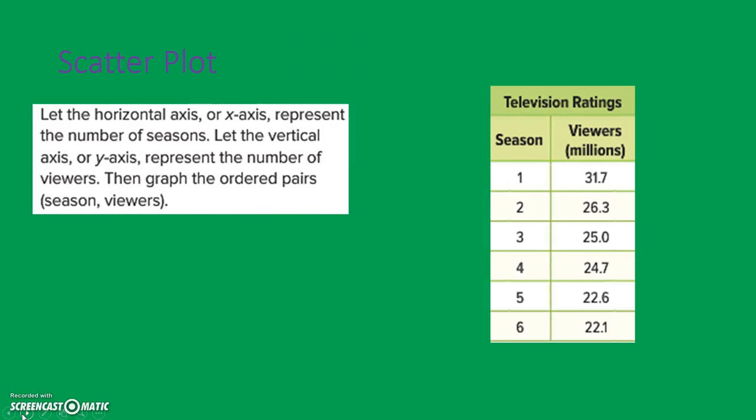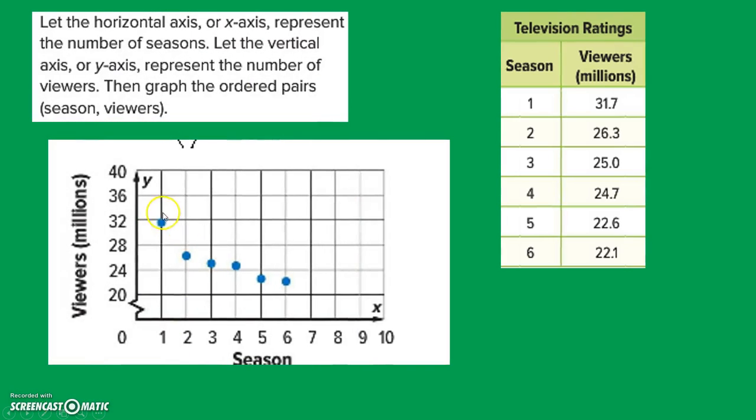Okay, so on to our scatter plot. For this situation, you let the horizontal axis, or the x-axis, represent the number of seasons, while you let the vertical axis, or the y-axis, represent the number of viewers. Then you would graph the ordered pairs for seasons and viewers. Now, over in the right-hand corner, you have your television ratings. For seasons 1 through 6, you have your different amounts of views. You would then put it onto a bar graph or scatter plot graph, whatever you want to call it, and it'd come out looking like this.